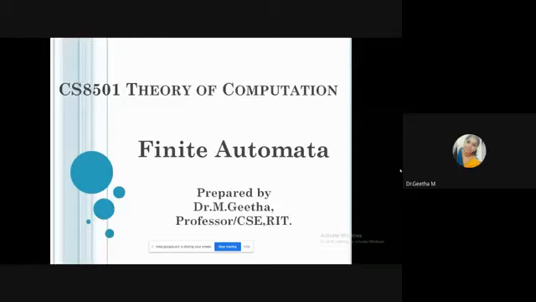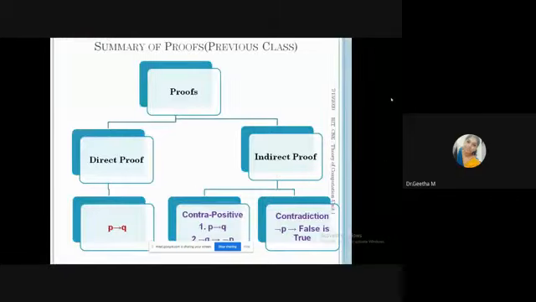Actual theory of computation. So what we are going to see in TOC is finite automata today. First, I'll quickly revise whatever we discussed in the last class: proofs and types of proofs. Under the types of proofs, there are two types available. Direct proof we have covered and also indirect proof we have covered.